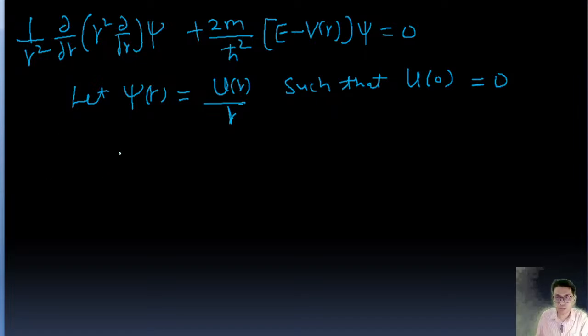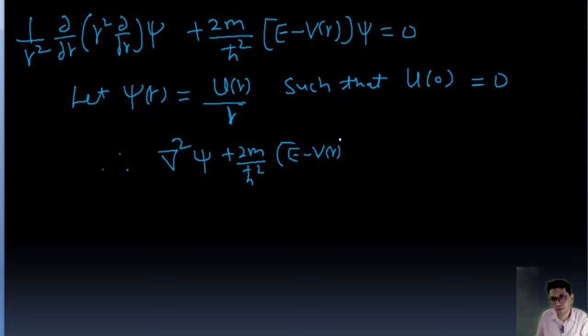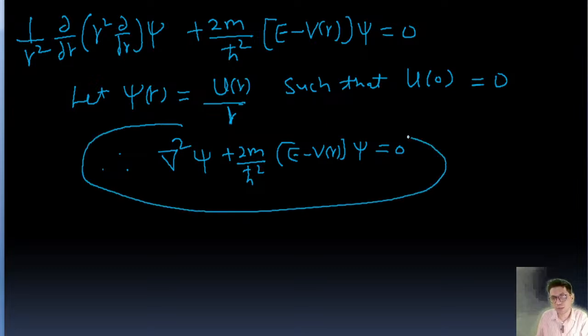Since we know the Schrodinger equation, that is del square psi plus 2m upon h cut square (E minus V(r)) psi equal to 0, and in del square, because it's in spherical form, we have put this value. So we've got this.